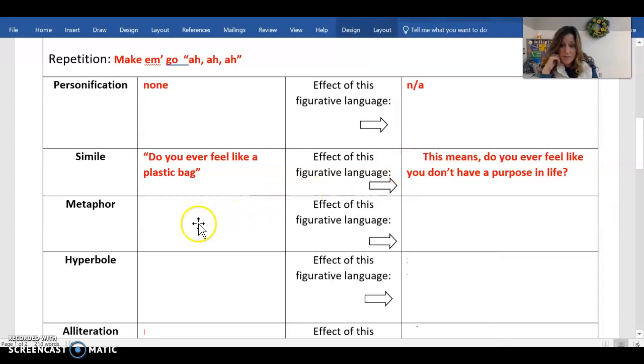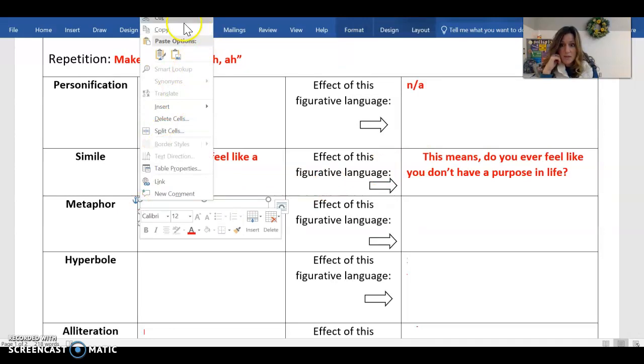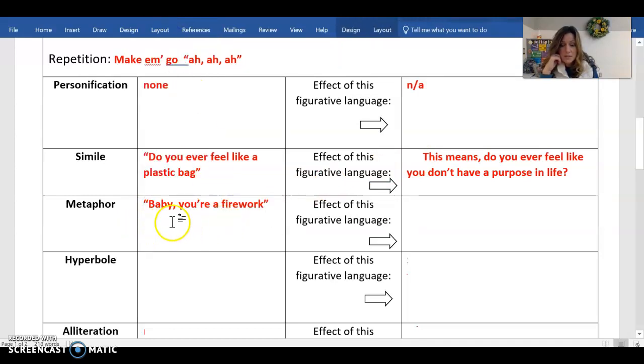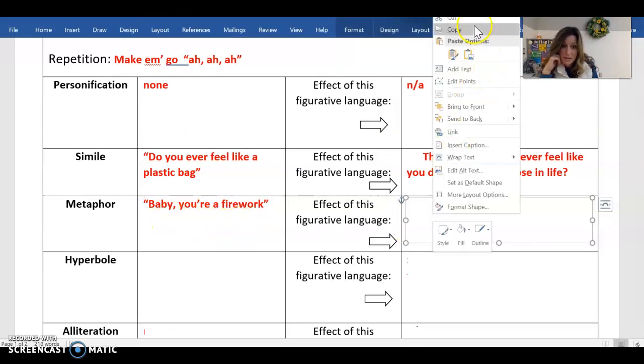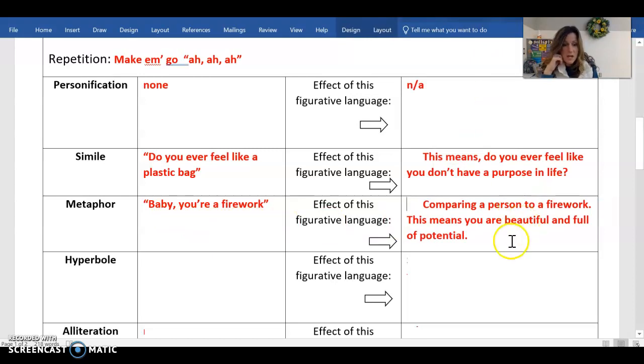life? Okay, there is also metaphor, and that is "baby, you're a firework." So it's comparing somebody, yourself, to a firework. And that means that you're beautiful and full of potential, okay? Just like a firework is beautiful and full of potential, right?